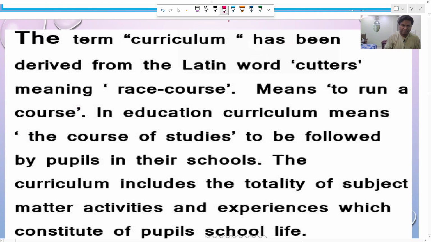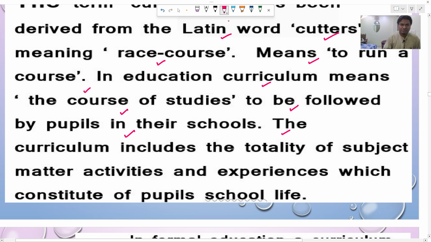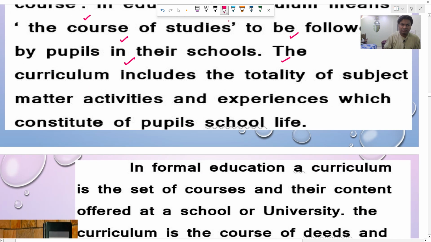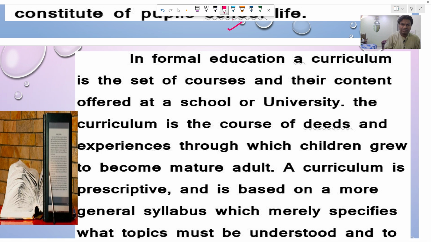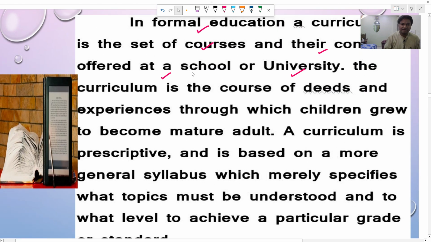The term curriculum has been derived from the Latin word cursus, which means race course, or to run a course. In education, curriculum means the course of studies to be followed by pupils in their schools. The curriculum includes the totality of the subject matters, activities and experiences that constitute pupils' school life. In formal education, a curriculum is a set of courses and their content offered at a school or university. Basically, curriculum क्या होता है? जो कोर्स होता है जो स्कूल और यूनिवर्सिटी में पढ़ाई जाती है, ठीक है.